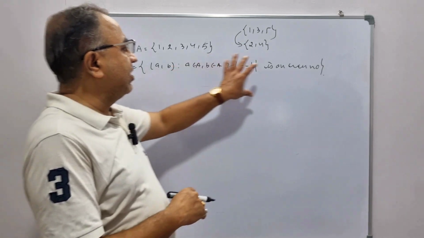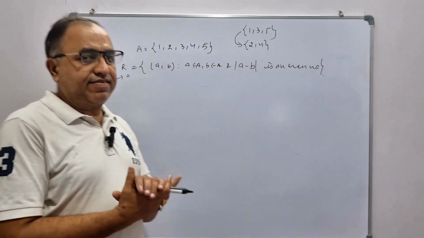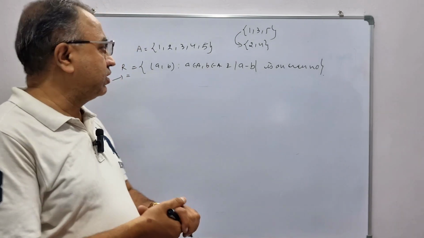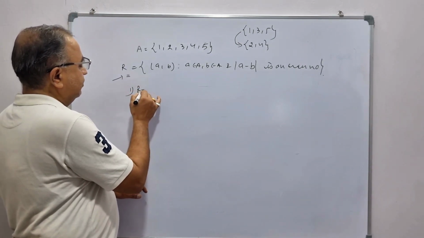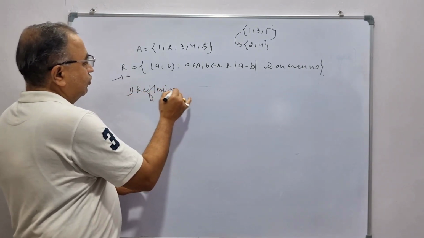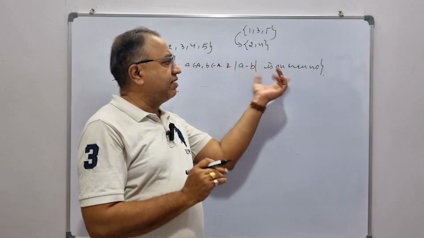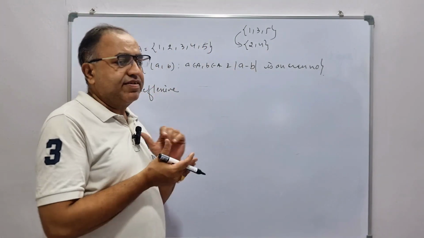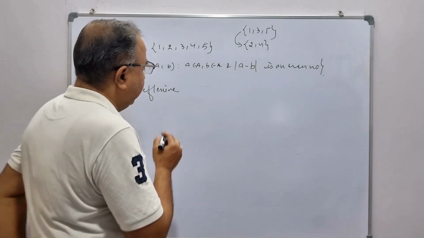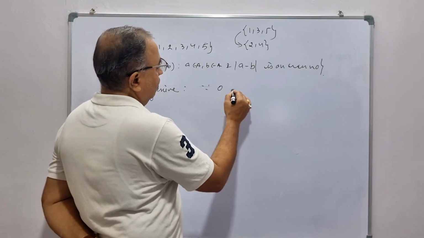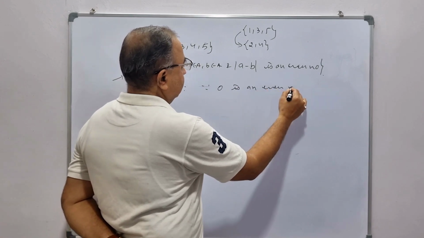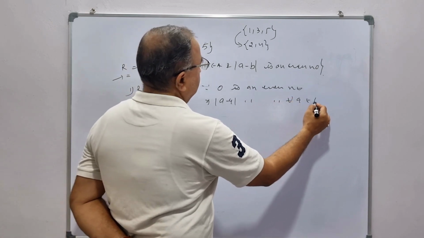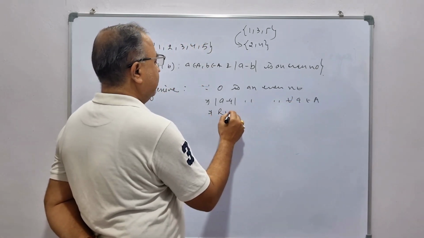So for the first part, we have to prove that this relation is an equivalence relation. Whenever it is asked to show that a relation is an equivalence, write how to do it. So first you write reflexive. To prove it's reflexive, you have to prove that each entry a is related to itself, that is, mod a minus a is an even number. What is a minus a? 0. We know that 0 is always an even number. So since 0 is an even number, it implies that mod a minus a is also an even number for all a belonging to set A. This means relation R is reflexive.